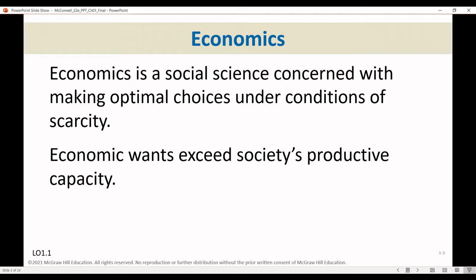You can see that the society's wants exceed the society's productive capacity. So anytime you undertake something using a scarce resource, you have to make sure that you use it wisely, right? Because using it is something that you take away from other people. Other people could use the same resources.